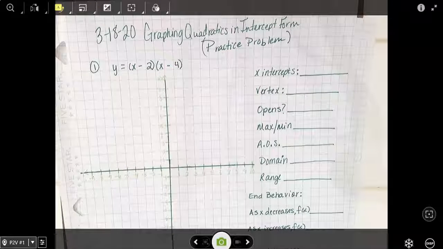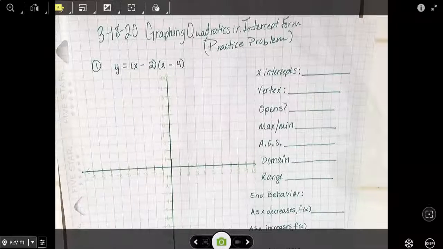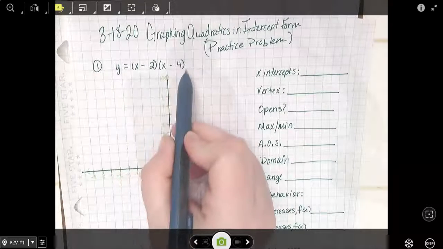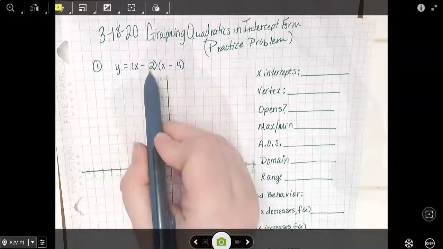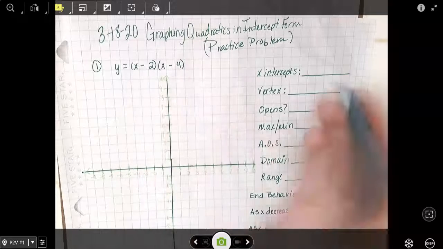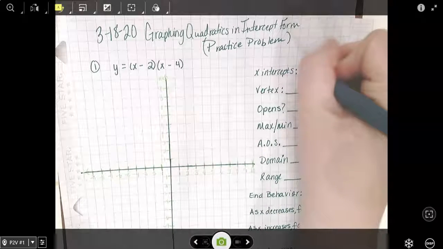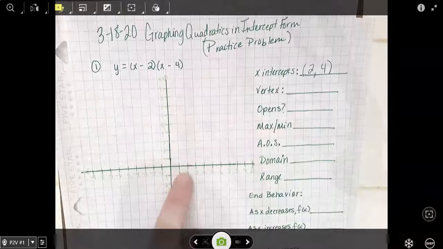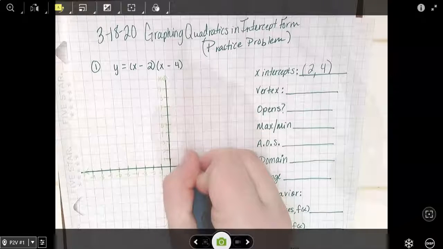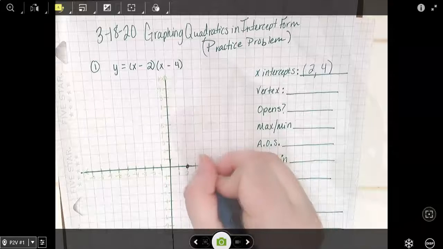Okay, so this is an intercept form. So it's telling you what your x-intercepts are. They are the opposite of what you have in parentheses. In parentheses, you have a -2 and a -4. Opposite that would be a +2, +4. So your x-intercepts are at 2 and at 4.